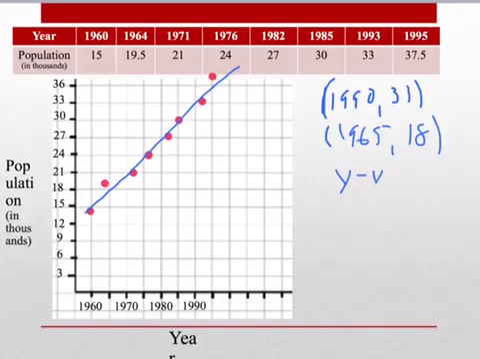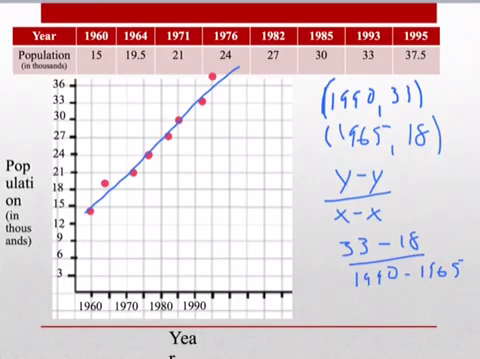I want to find the slope of these two points. Slope is my y value minus my y value over my x value minus my x value. So I'm going to choose to do my first point on top first. So it'd be 33 minus 18 over 1990 minus 1965. When I do 33 minus 18, I'm going to get 15. 1990 minus 1965 is 25. Then we can reduce this to 3 over 5. So the slope of that line is 3 over 5.